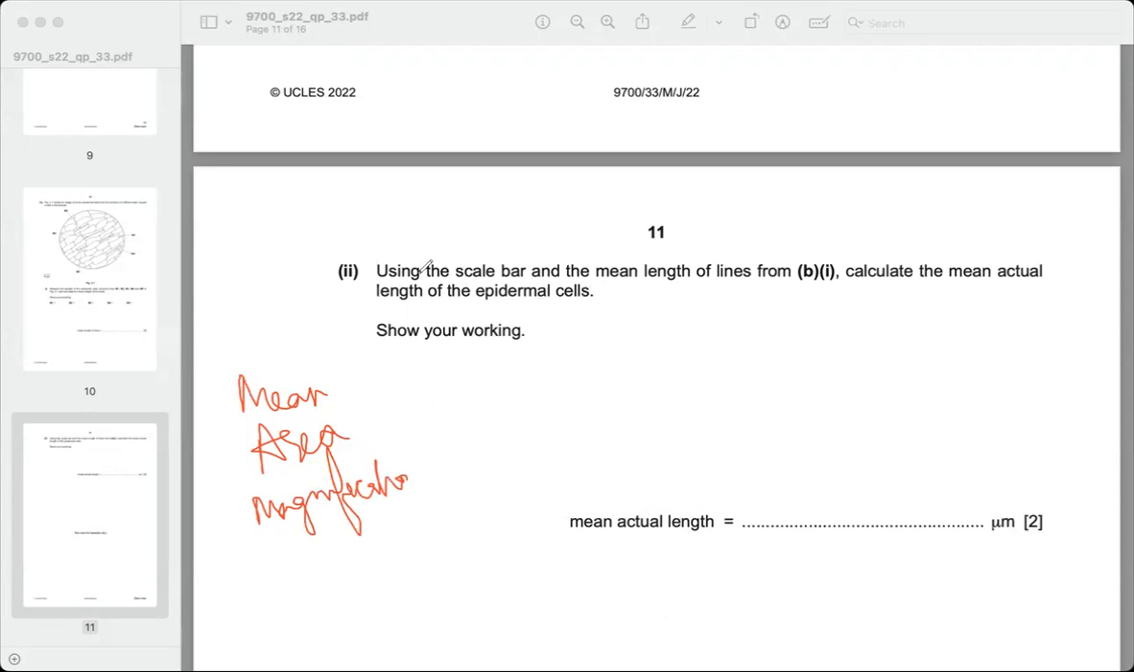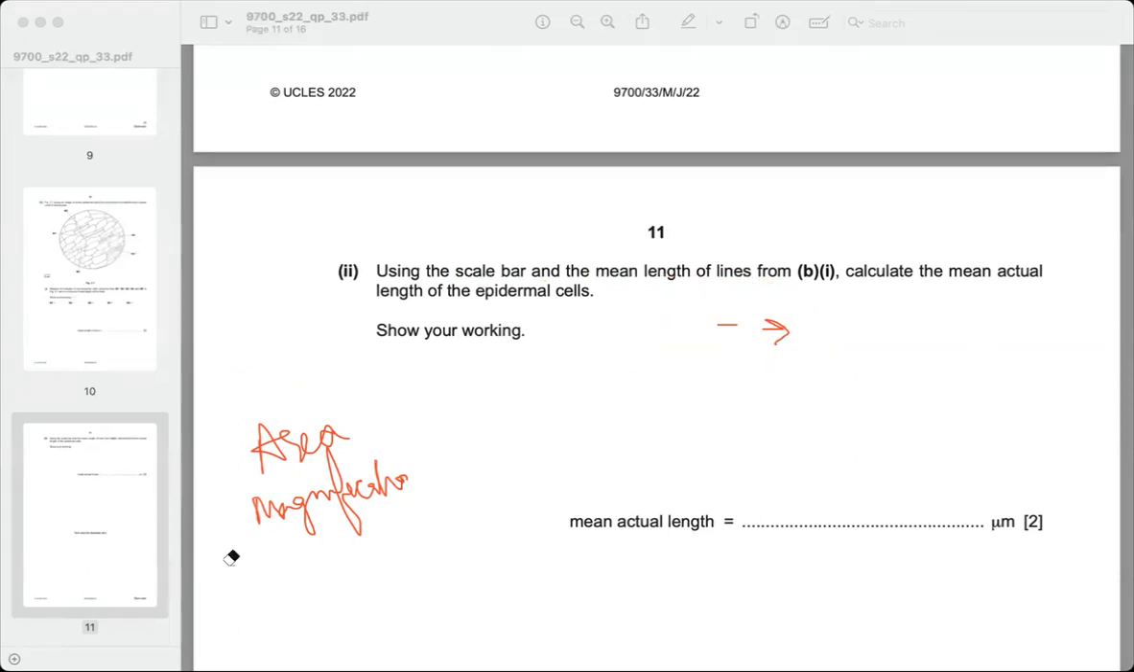So here, when we come to the second part, it says using the scale bar and the mean length of the lines, calculate the mean actual length of the epidermal cells. This is for 2 marks and we have to find the actual length. To find the actual length, let's say the mean length which we got from the top was about 2 centimeters. Now they are asking us to use this to find the mean actual length. So obviously we need to have a magnification component which should have been here. So that's what we do.